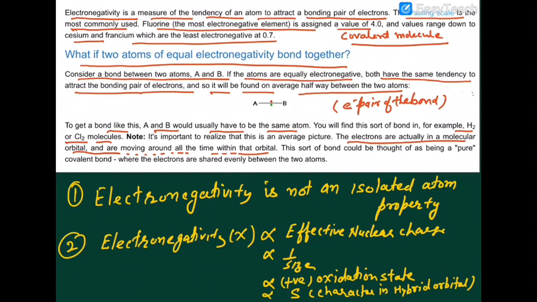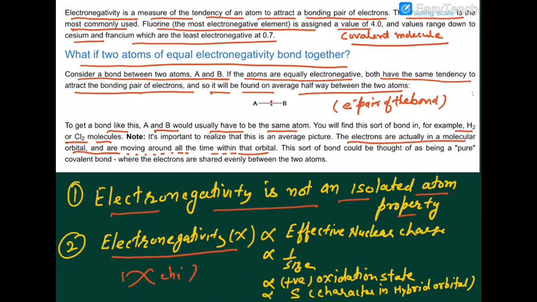So what is the conclusion drawn from here? That electronegativity is not an isolated atom property. Electronegativity comes into force only when the two atoms are covalently bonded. If the two atoms are not covalently bonded, the question of electronegativity does not arise. Now, electronegativity is generally shown by the symbol chi.